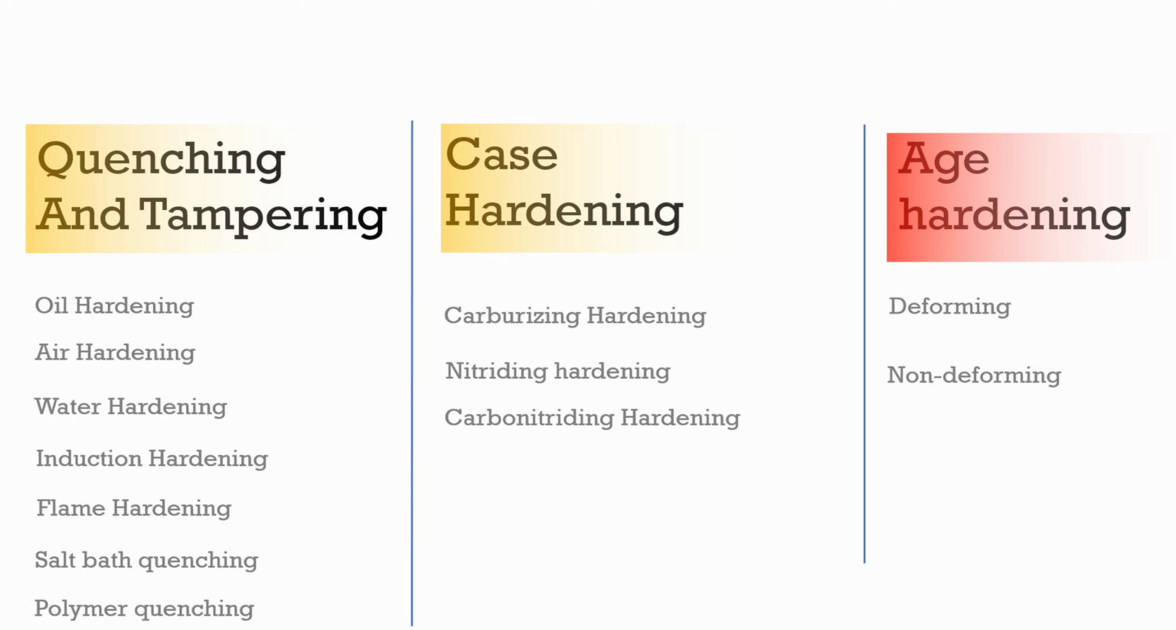I hope I have covered all the hardening processes in this video, but yes, I have not covered edge hardening, because it is mostly preferable for aluminum alloys, not for steel alloys. Maybe I will explain it in another video.